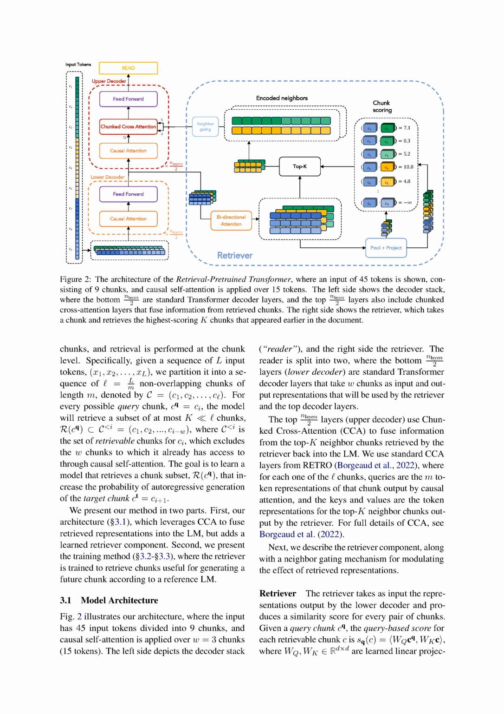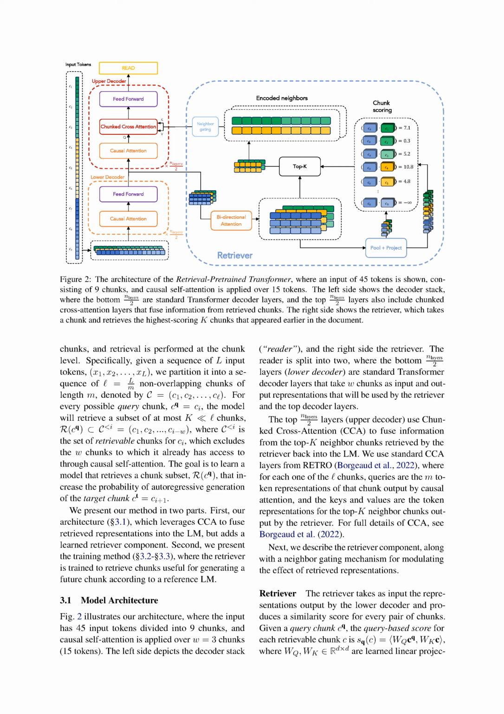The decoder stack is divided into 2 parts, with the lower decoder being standard transformer decoder layers and the upper decoder using chunked cross-attention, CCA, to fuse information from the top K neighbor chunks retrieved by the retriever back into the LM. The retriever component uses standard CCA layers from Retro, and a neighbor gating mechanism is used to modulate the effect of retrieved representations.